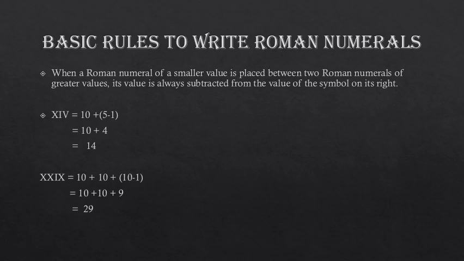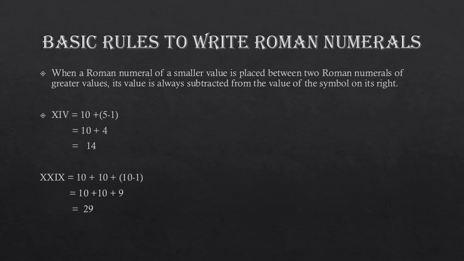So, you all understood till the comma, whatever I have read. When a Roman numeral of smaller value is placed between Roman numerals of greater value. So, X, I, V. You understood the statement, right? X, I, V. I is placed between the two greater values. Now, I am going to read the after statement. Its value is always subtracted from the value of the symbol on its right.